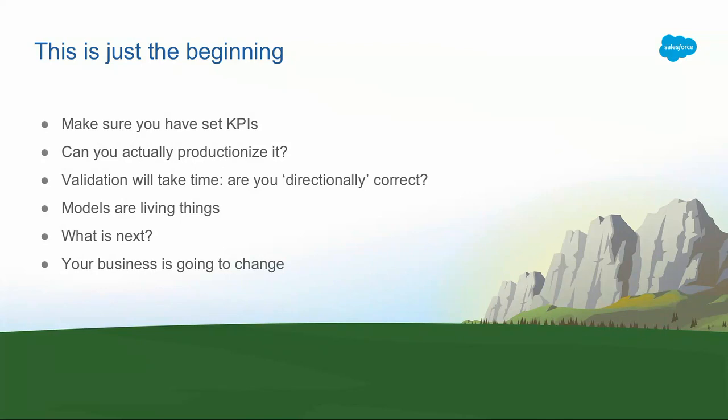Also, validation will take time. I'm sorry to say, but you will put your system in place and you won't know for months whether it's working. For example, let's say you want to score your leads. If your sales cycle is 6 months, then you won't know for at least 6 months whether it's working or not, right? So how can you make sure you're actually directionally correct? How can you have these checkpoints over time to know that you're going the right way, or that you need to switch a little bit?